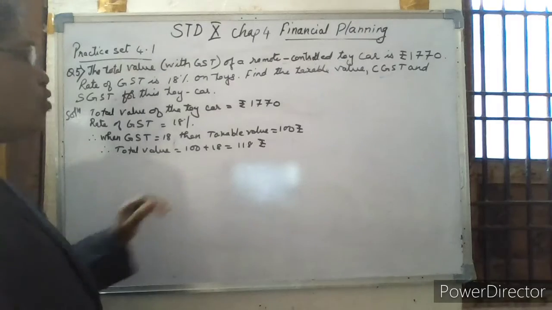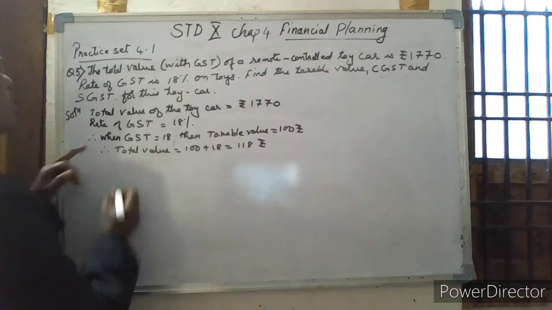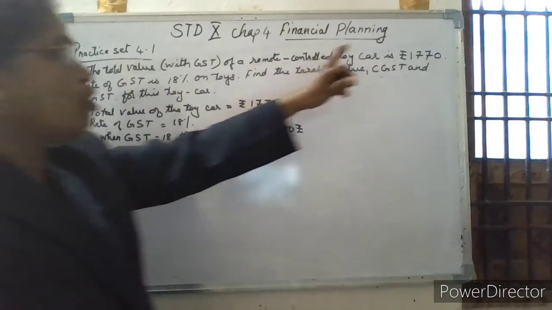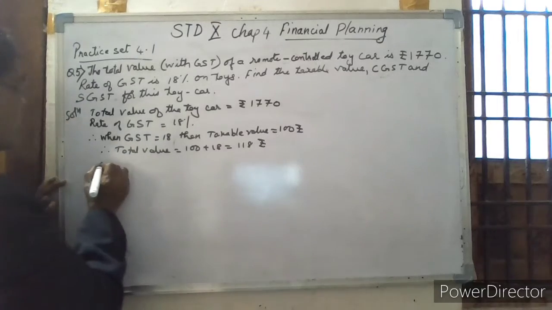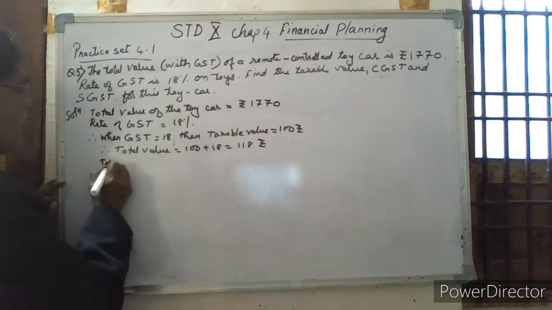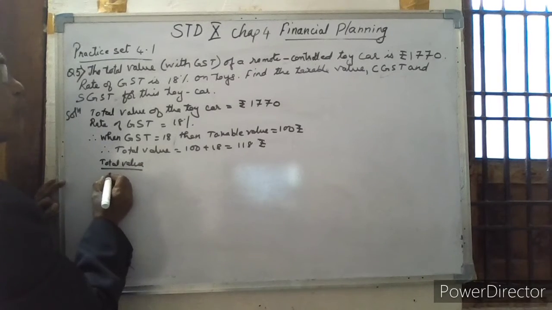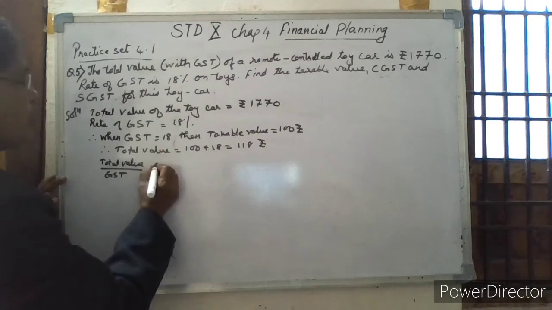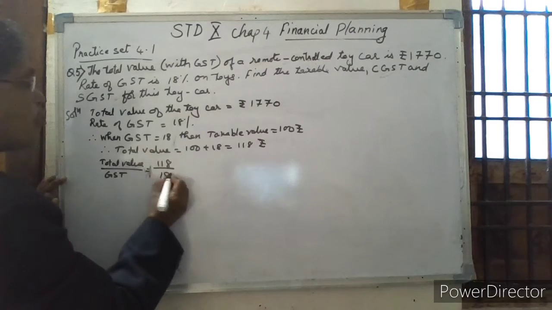So by ratio we will form ratios. So when total value and the GST, because total value is given here and percentage GST is given. From the total value we have to find out what is the GST. So when total value and upon GST, this ratio we will form. So when total value is 118, GST is here as what? GST is equal to 18 rupees.